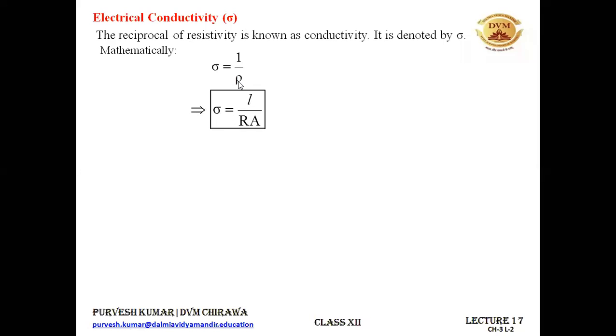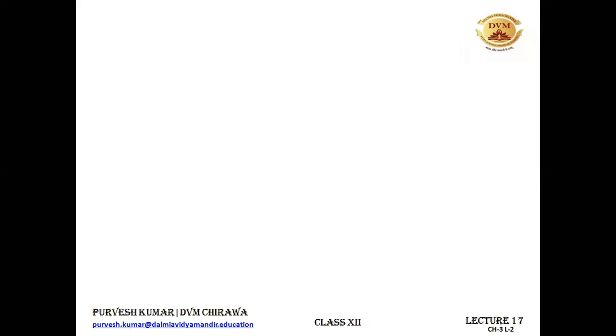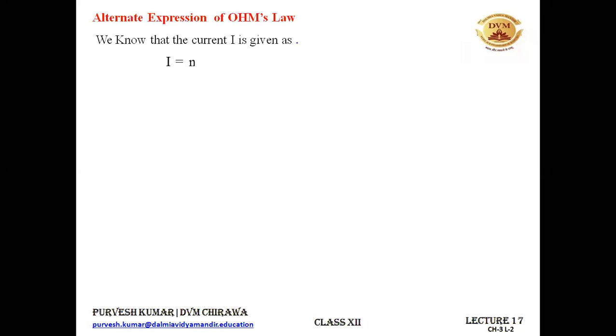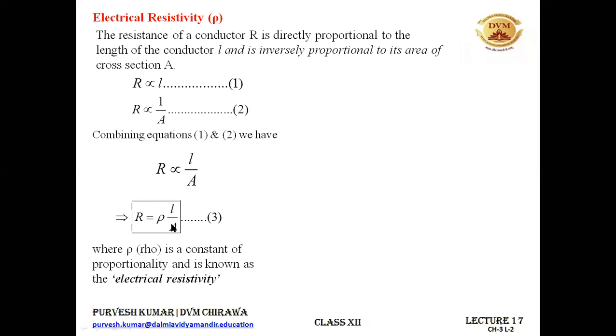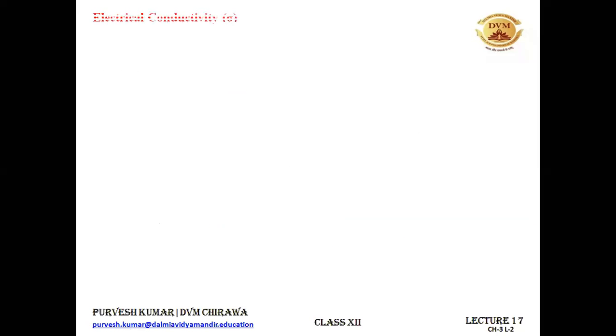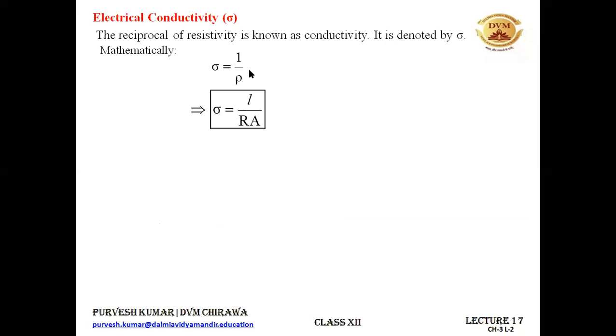In place of this rho, you can write RA by L. From our previous discussion, we know that R is equal to rho L by A. From this expression, equation number 3, I can write rho is equal to RA by L. So in place of rho, I have written RA by L, and that's why sigma is equal to L divided by RA. So this is your sigma, the reciprocal of resistivity.